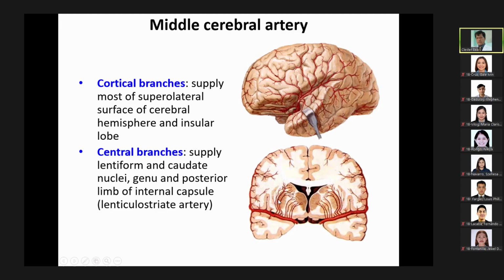Now, the central branches have characteristics that are not similar to the cortical branches. The central branches are described as long, slender, and thin-walled. So, especially the lenticulostriate branches of the middle cerebral, this is one of the arteries commonly involved in intracerebral hemorrhage because they are long and slender and prone to rupture, especially if there is increased blood pressure, which can cause a hypertensive bleed or cerebrovascular accident.